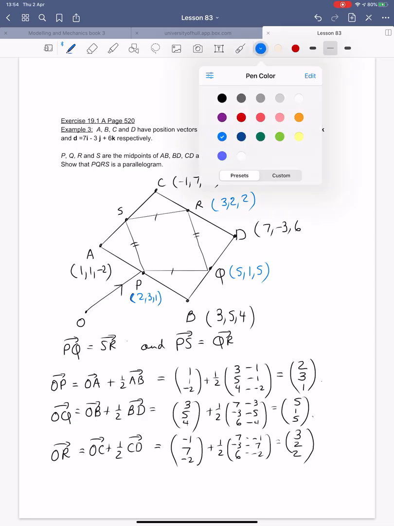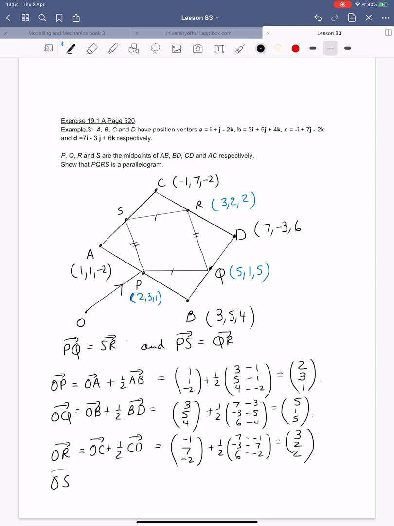And then that next one, O to S. I'm going to do that as O to A plus a half A to C. O to A, 1, 1, minus 2 plus a half. C is minus 1, 7, minus 2, then minus A, which is 1, 1, minus 2. 1 plus a half of minus 2 is 0. 1 plus a half of 6 is 3. Minus 2 plus a half of nothing is minus 2. Right, so providing I made no errors.